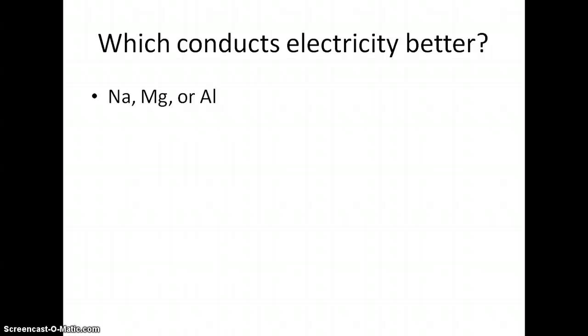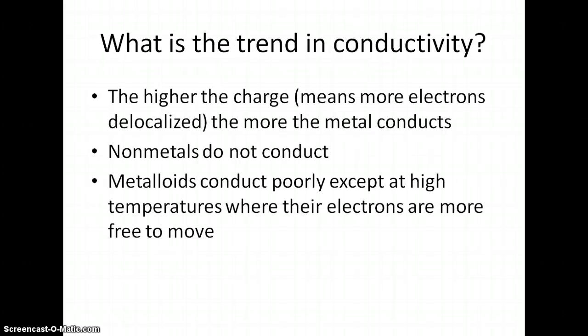Which one is going to conduct electricity better, sodium, magnesium, or aluminum? Well, let's think about this. Let's think about the valence electrons, the delocalized electrons that each would have. Sodium could only contribute 1, whereas magnesium could contribute 2 delocalized electrons, and aluminum could contribute 3. So aluminum is actually going to be our best choice here for conducting electricity because it has more delocalized electrons. So the higher the charge, the more delocalized electrons, the more the metal conducts.